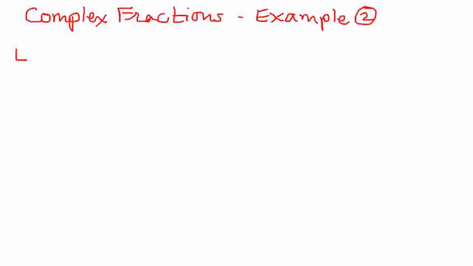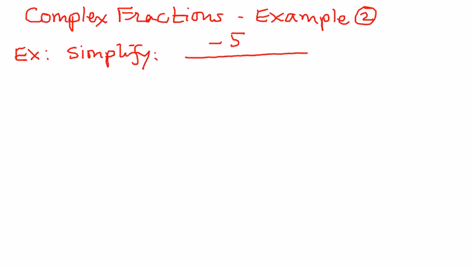So let us take an example. In this example, we want to simplify this complex fraction: negative 5 is in the numerator, divided by 3 over 8 minus 1 over 4. So that is what we need to simplify. This is a complex fraction.